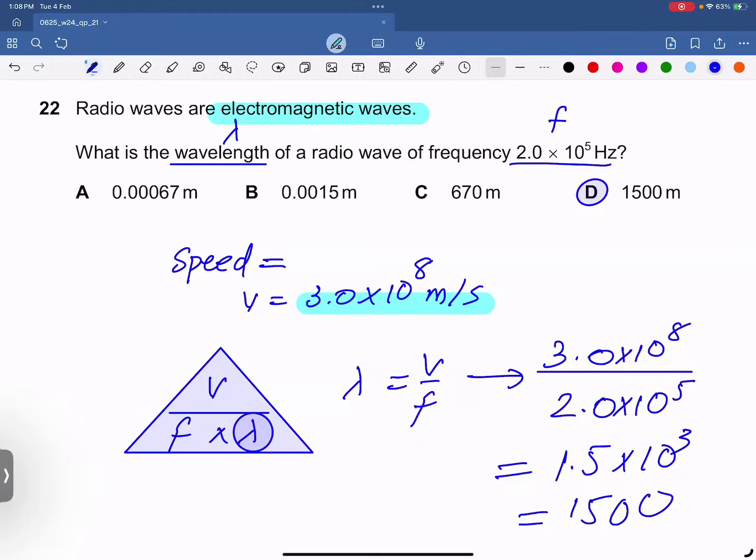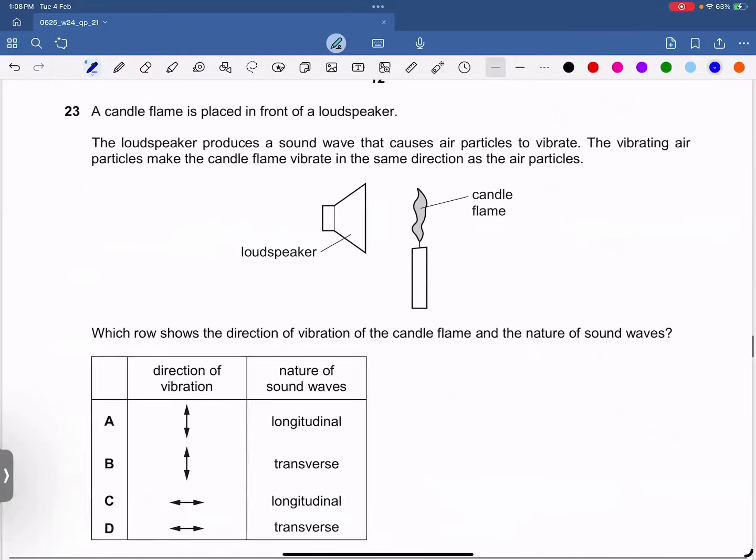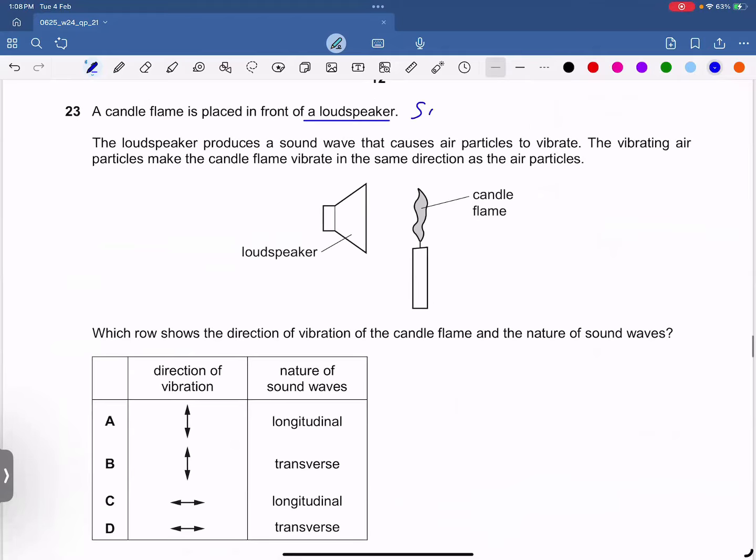We proceed to the question number 23. A candle flame is placed in front of the loudspeaker. Loudspeaker gives you, my dear, sound. Sound waves are longitudinal. And longitudinal waves, look at the source, they vibrate back and forth like that. So when the waves cause the vibrations back and forth, it means the flame will also oscillate back and forth. Option either C or D. And I told you the nature of sound is longitudinal. The right option is C.